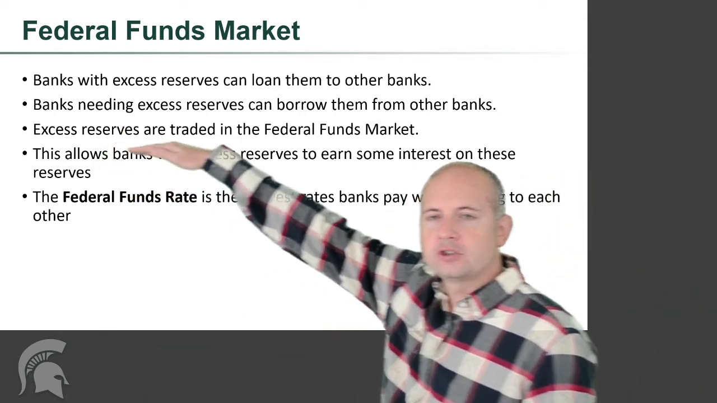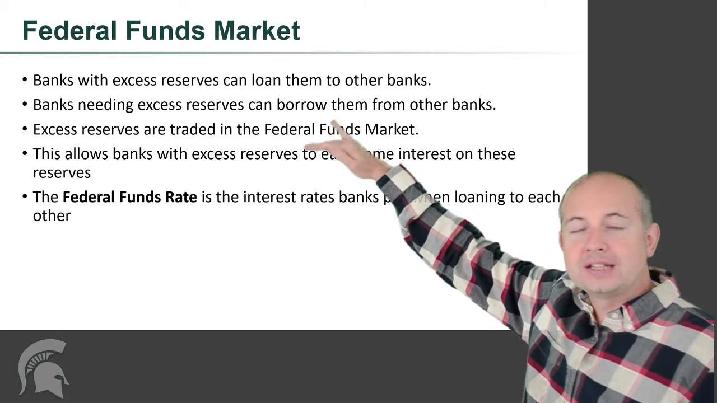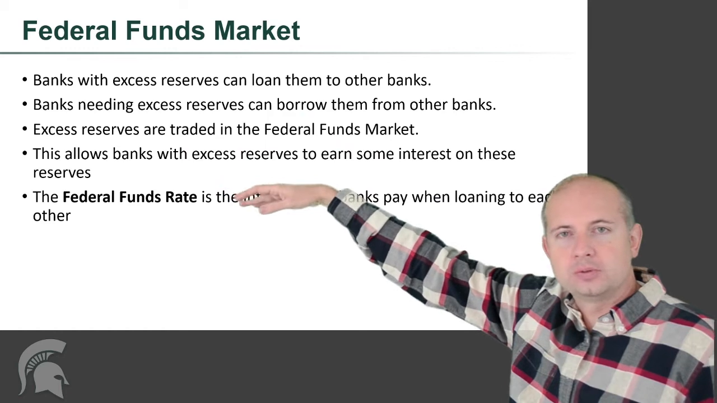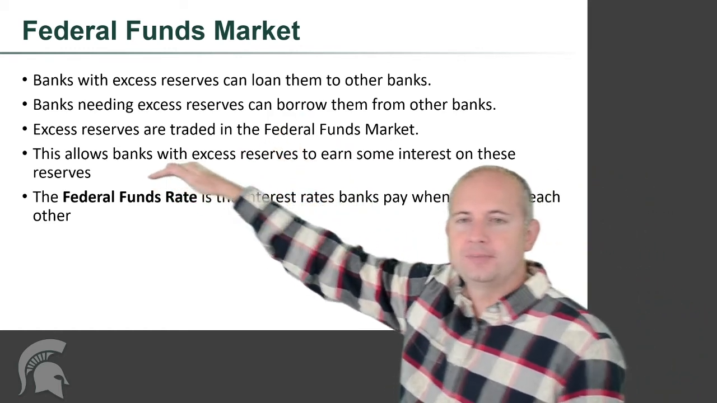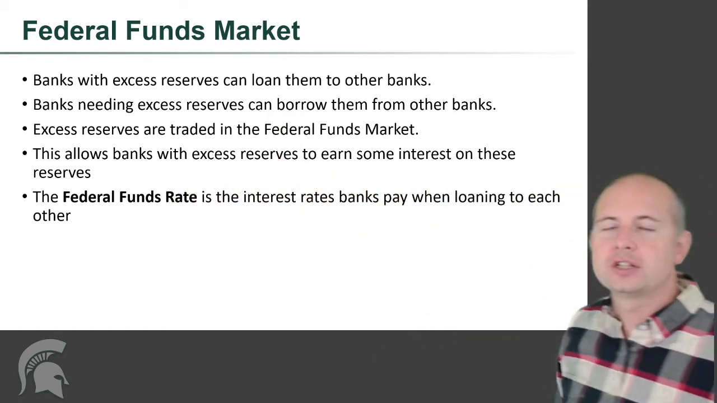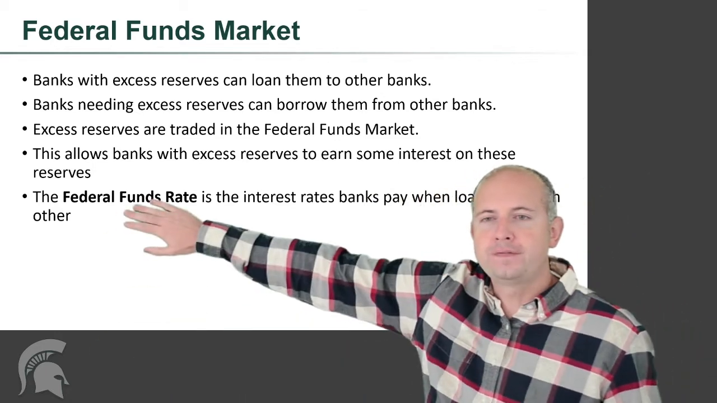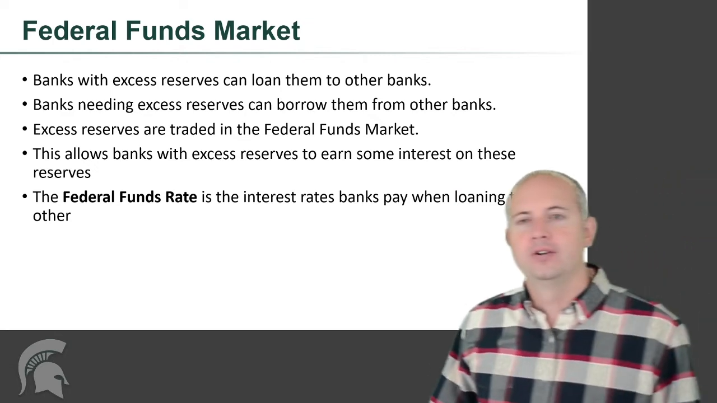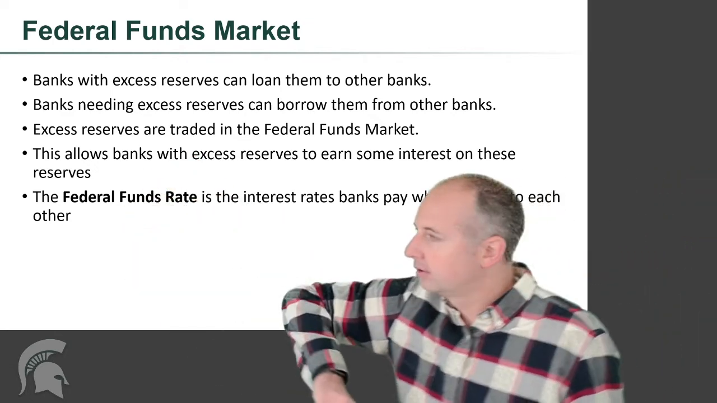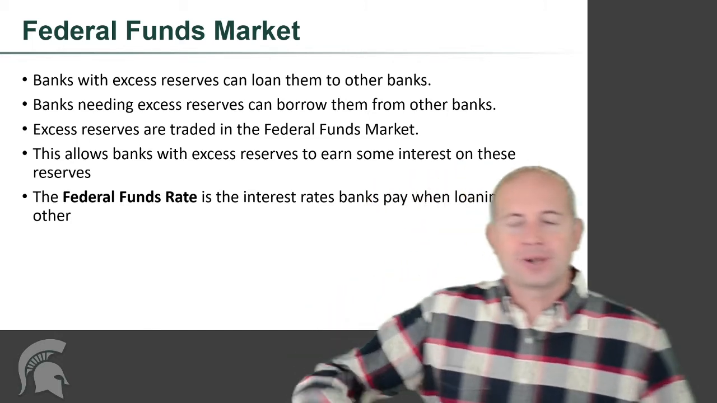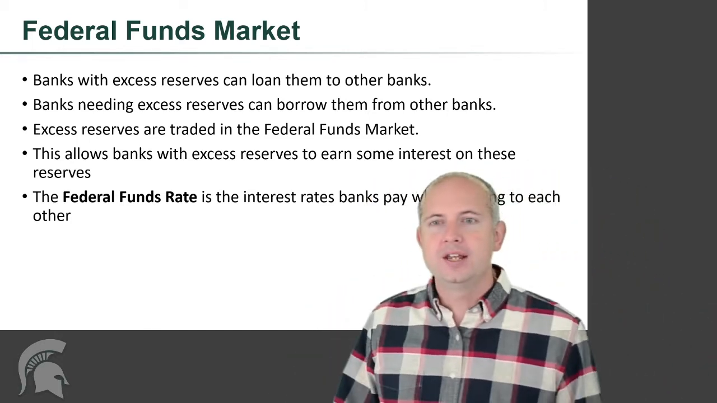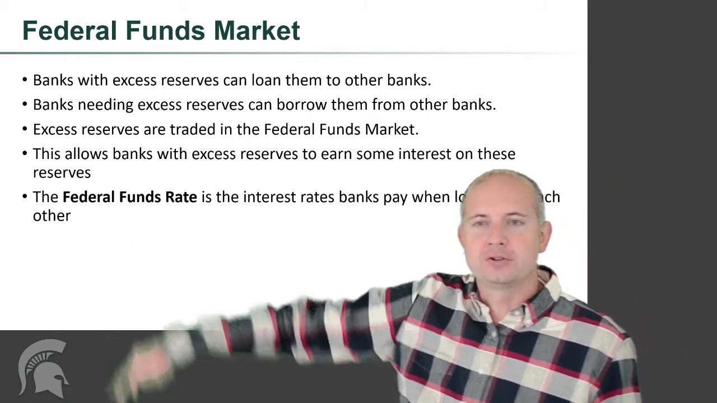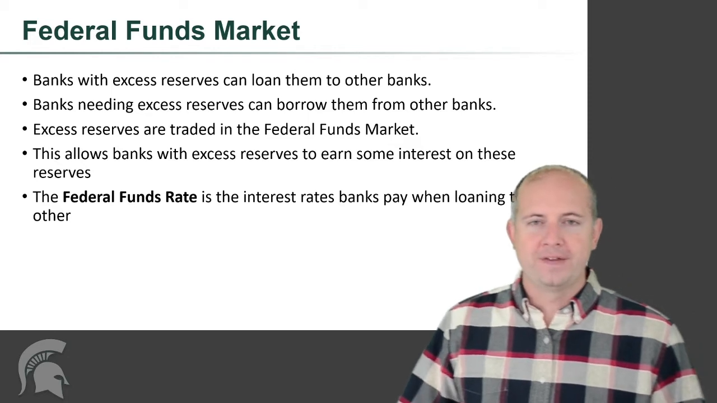Excess reserves are traded on the federal funds market. That's what the market is known as, where you see this overnight lending of excess reserves. This allows banks with excess reserves to earn some interest on them. The federal funds rate is the interest rate banks pay when loaning to each other. So this is a good overview of what the federal funds rate is. That's one of those terms you may have heard and not really understood. It does seem a little counterintuitive because it is the federal funds rate and it's not actually being set by the Fed.